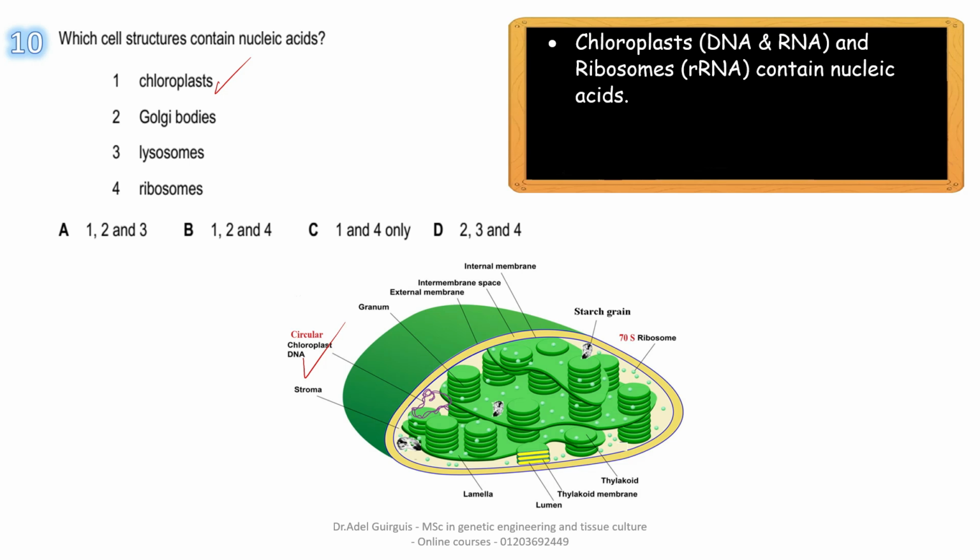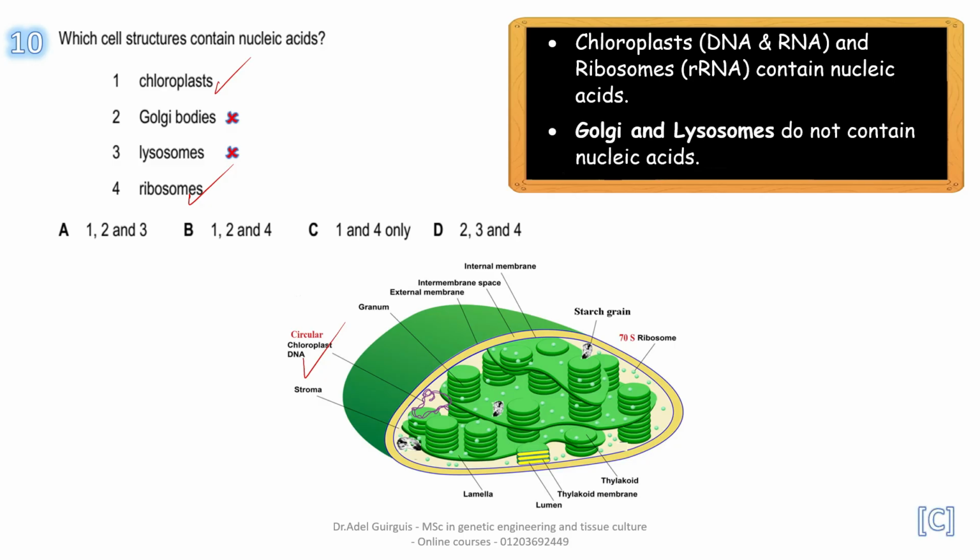What about ribosomes? Chloroplast contains DNA and RNA, both are nucleic acids, and ribosomes also contain rRNA. Okay, rRNA. What about Golgi bodies and lysosomes? Look, this is wrong, this is also wrong. So the answer is C, 1 and 4 only.